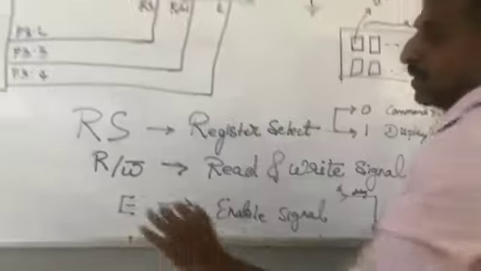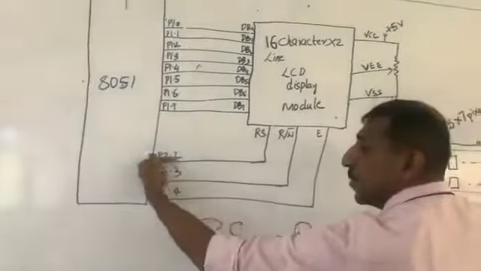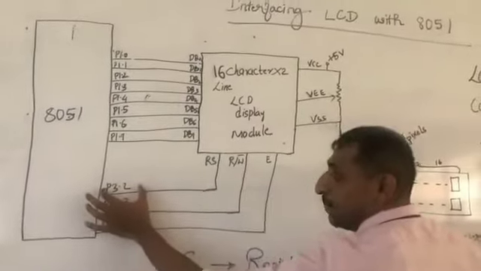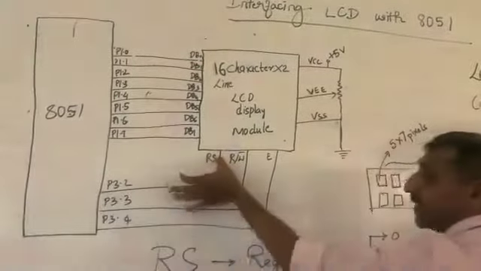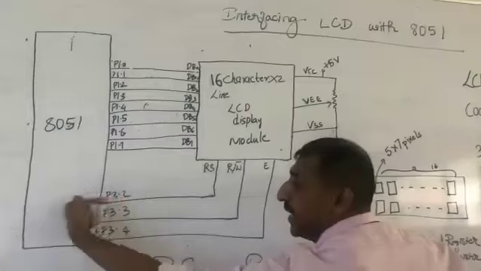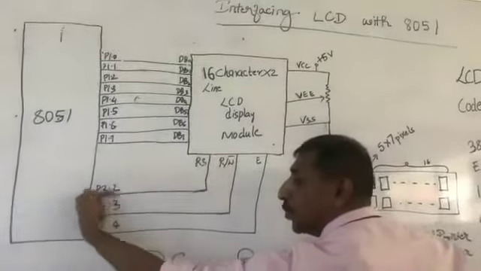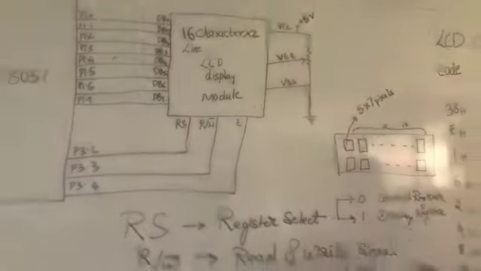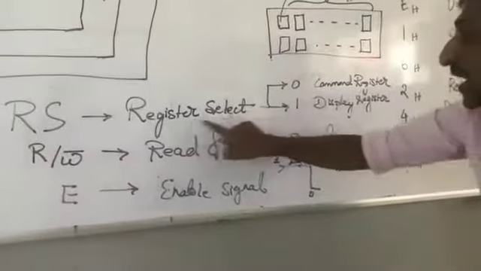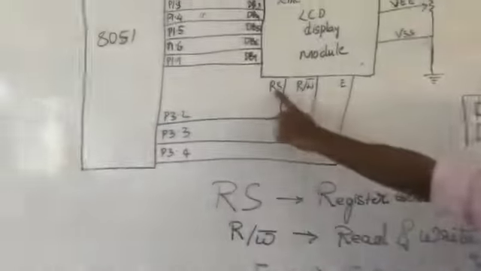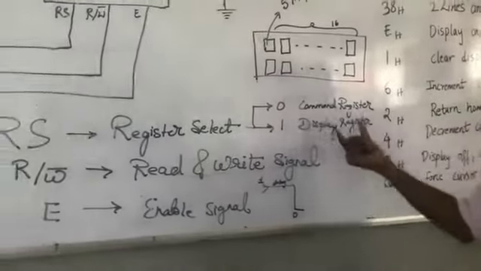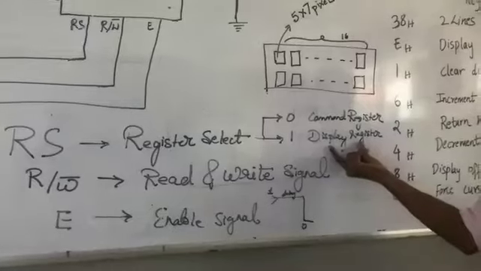What it means, if 0 is sent on P3.2, because in the interface you can see that the P3.2 bit is connected to RS. If you are setting this P3.2 bit, what happens? You are sending 1 on this line. If you are sending 1 on this line, register select becomes what? What will RS receive? Register select will receive 1. What does it mean? It means that it is the display register.